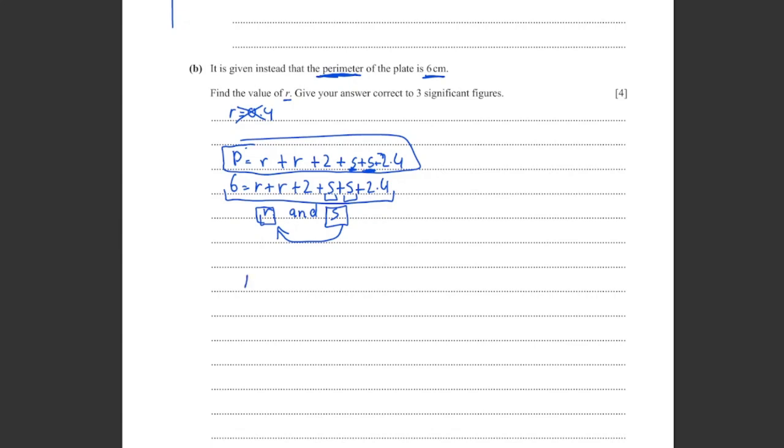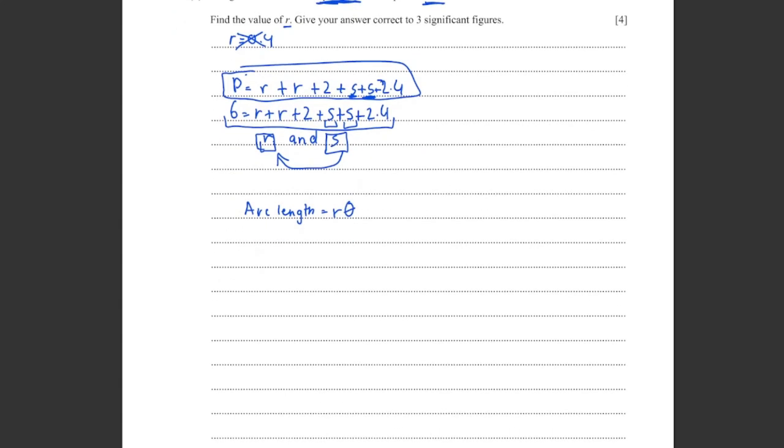So the s is the arc length. We know the arc length has a formula that is equal to r theta. So what's going to happen is that I can have r plus 2, and instead of s I can write r theta, and then I can write r theta over here, and then 2.4 over here. So this is going to be 6, r plus r is 2r, and then 2 plus 2.4 is going to be 4.4, and then r theta plus r theta is going to be 2r theta.